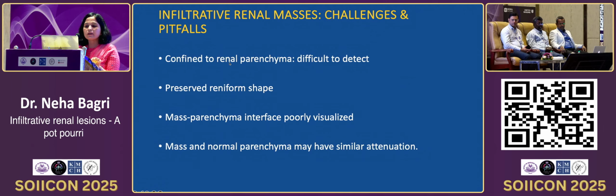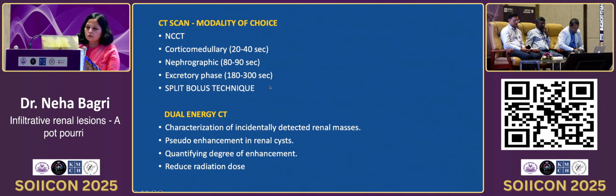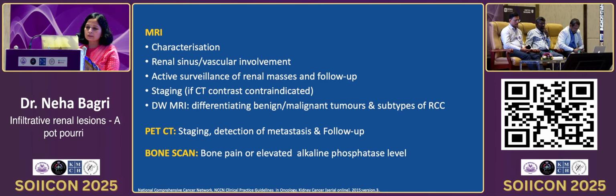So why are these infiltrative renal masses challenges and what are the pitfalls in their diagnosis? They are usually confined to the renal parenchyma, so they are difficult to detect because they preserve the reniform shape of the kidney. The mass parenchyma interface is poorly visualized. The mass and normal parenchyma may have similar attenuation, so these are the difficulties which you will face. Imaging modalities we have already talked of, so I will skip this one. You have already studied the CT protocol, MR protocol in the morning session.